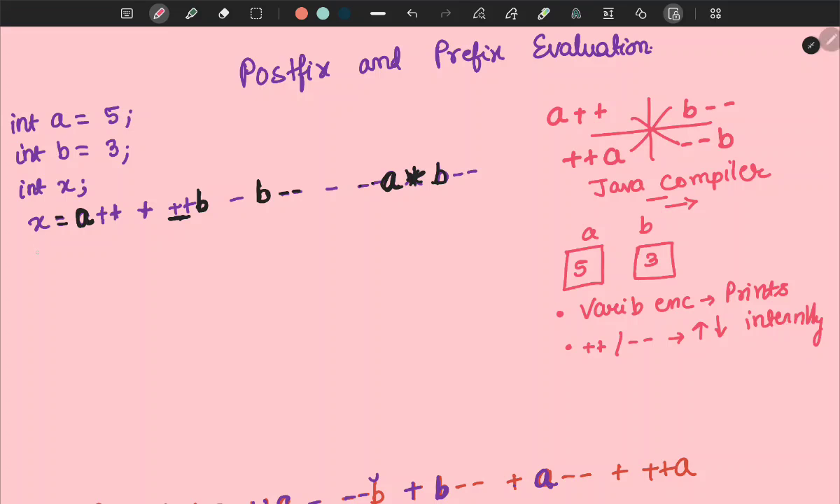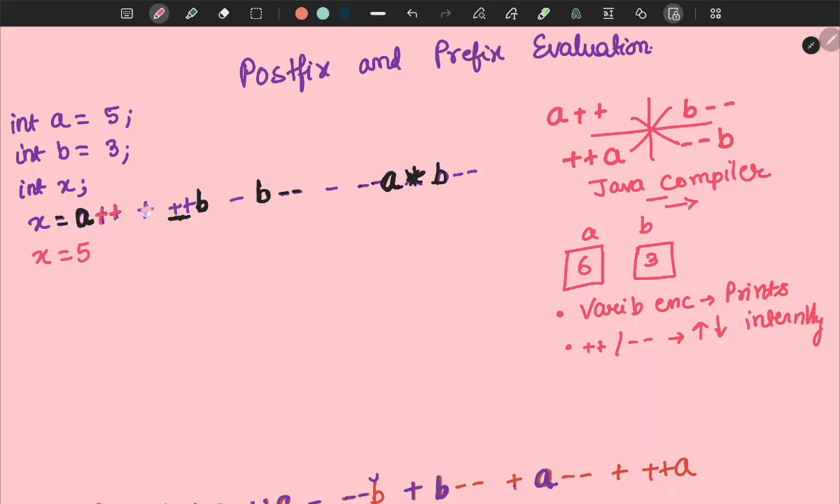Okay, so we know this is an assignment operator. What it will do is first solve the right hand side, and whatever value comes, it will assign into this variable. So once it starts solving the expression, it first sees a. As soon as it sees the variable, it will print the value 5. And later it saw ++, so it will increase the value internally to 6.